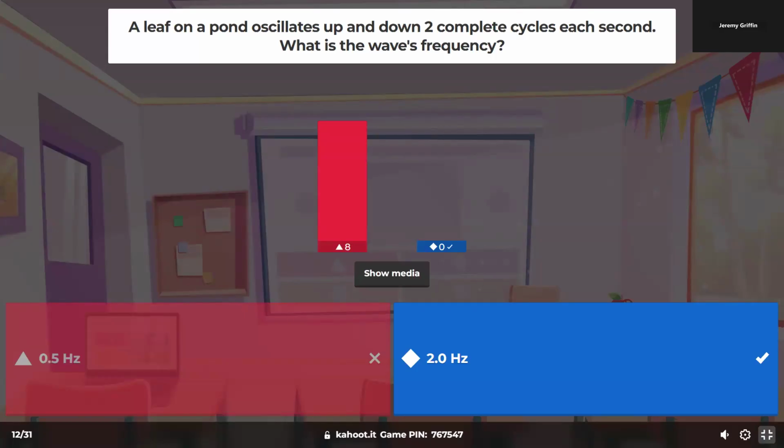Now, here's a slightly different question. What's the time period between oscillations? 0.5 seconds. So the frequency is 2 hertz, and the time period between crests would be half of a second, not hertz, but seconds. You guys got that? You're going to get it in a couple weeks.